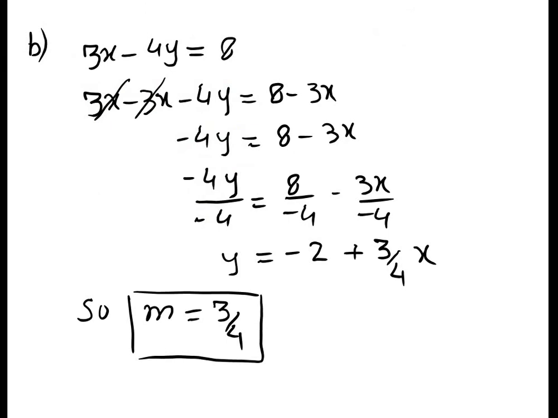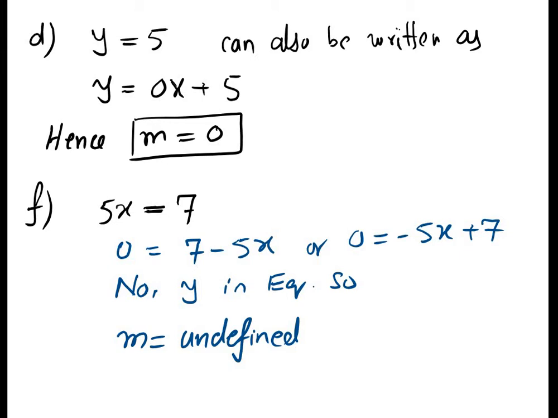Similarly, we are given 3x minus 4y is equal to 8. We need to cancel out 3x, so we add minus 3x on both sides. We are left with minus 4y is equal to 8 minus 3x. If we divide by minus 4 on both sides, this one becomes minus 2, and the minus minus becomes plus 3 over 4 x. So we said the coefficient of x is the gradient if we compare it with y is equal to mx plus c. Similarly, y is equal to 5 can also be written as y is equal to 0x plus 5, so m is equal to 0.